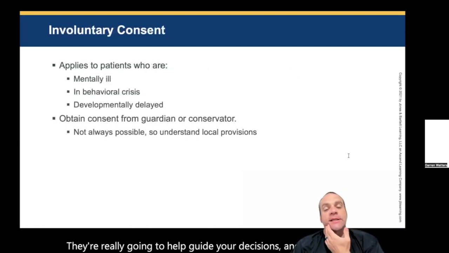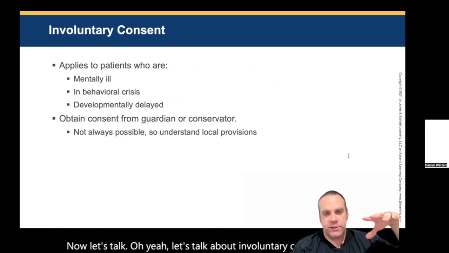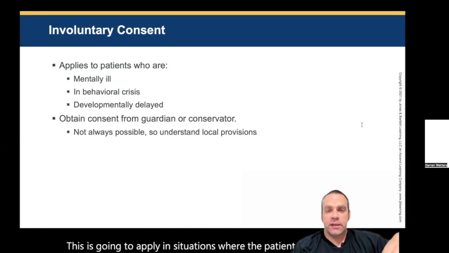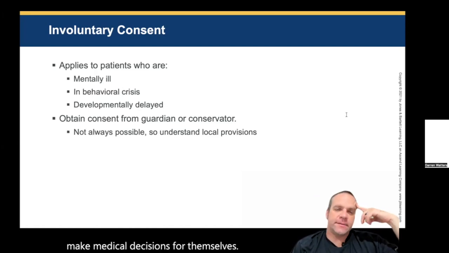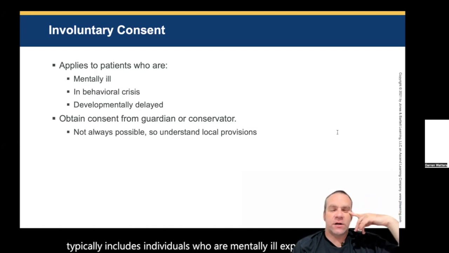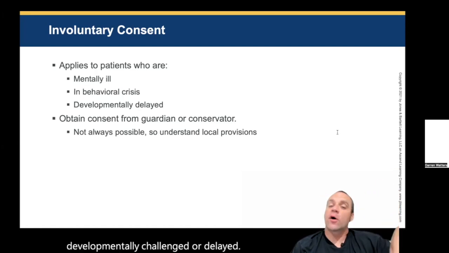Now let's talk about involuntary consent. Okay, this is going to apply in situations where the patient really cannot legally make medical decisions for themselves, and someone else must give consent on their behalf. This typically includes individuals who are mentally ill, experiencing a behavioral health crisis, those who are developmentally challenged or delayed, and certain individuals under incarceration or police custody.